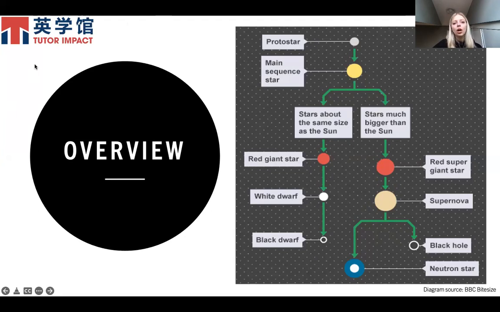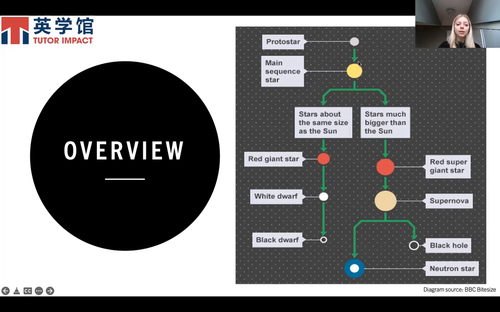Now, you'll also see from the diagram that all stars begin life in the same way. So you can see that from the start of this cycle with protostar, then main sequence star. Now, all stars start with a cloud of dust and gas, and this is known as a nebula. So it's the pre-stage before the protostar. It's not included on this diagram, but we will go on to discuss this in a bit more detail shortly. So after a nebula, it then becomes the protostar, which then goes on to become a main sequence star.